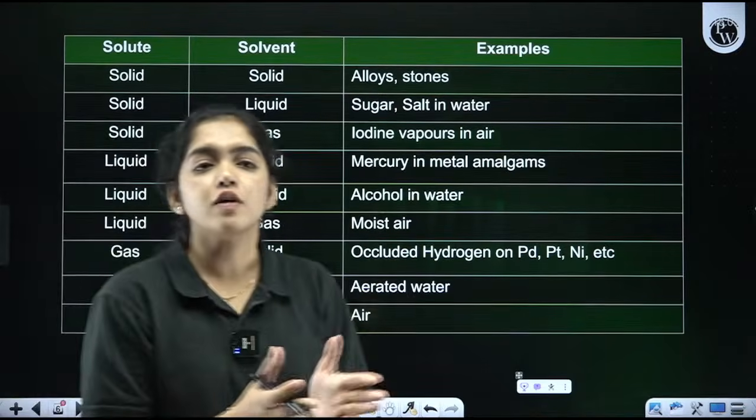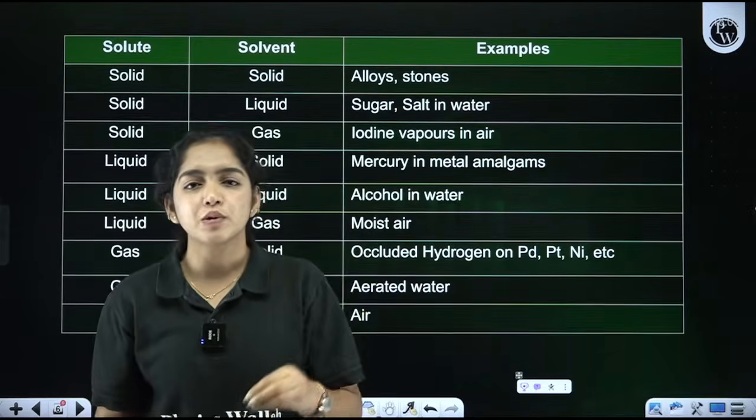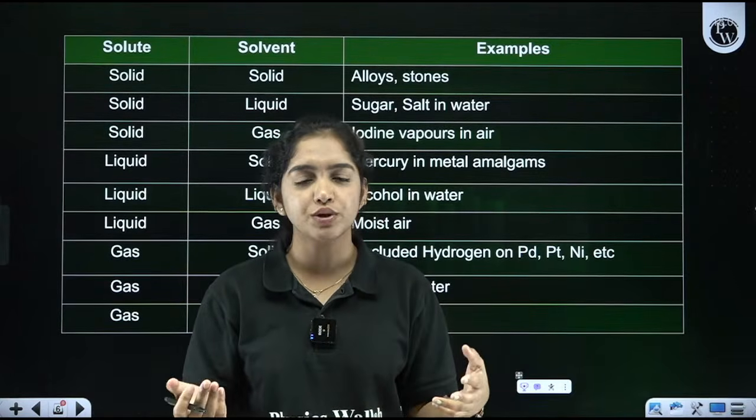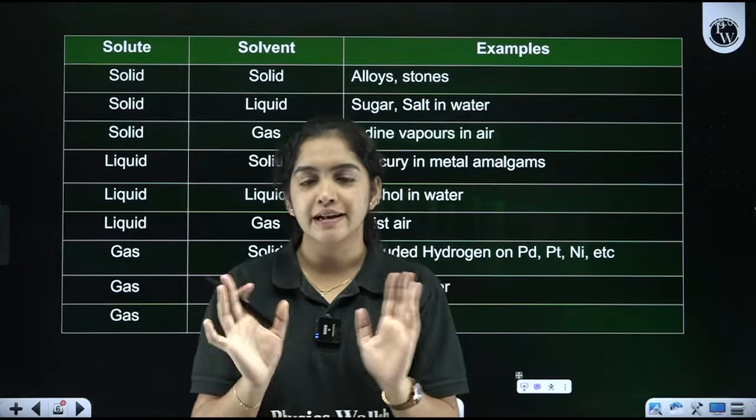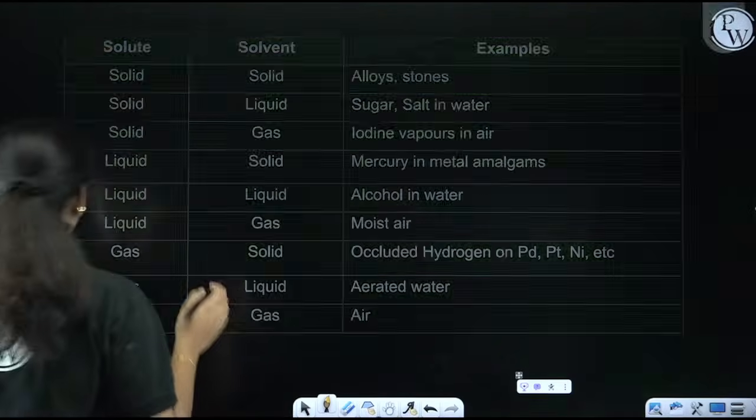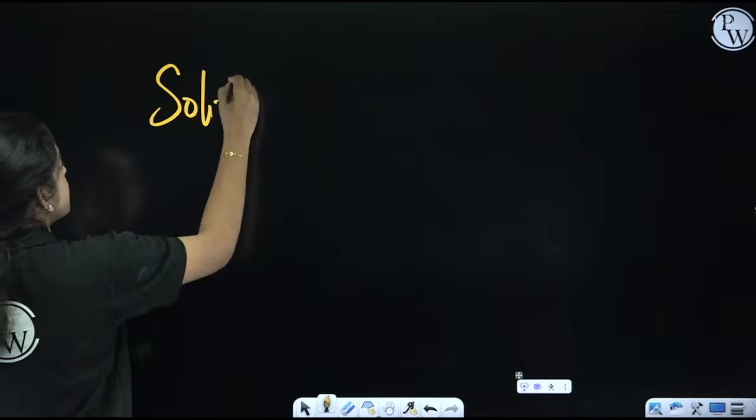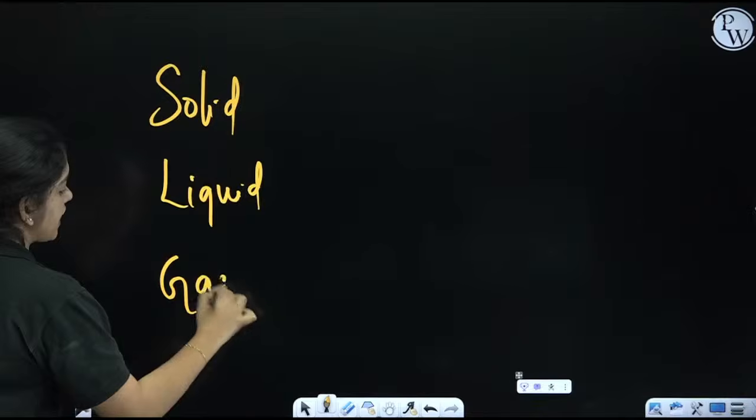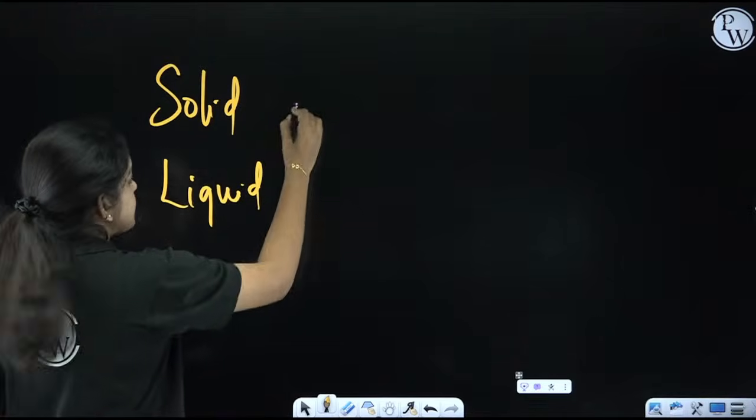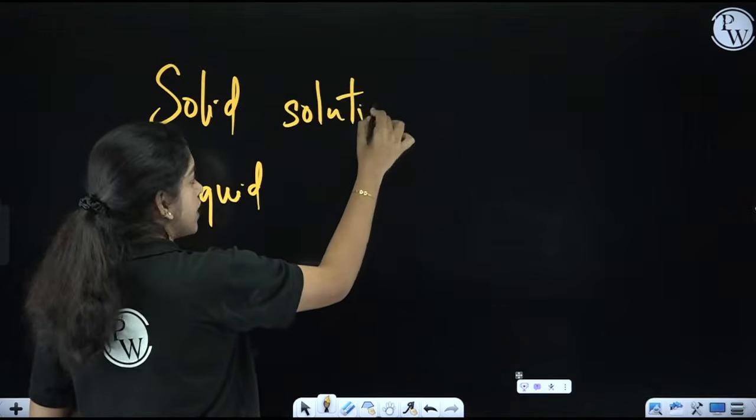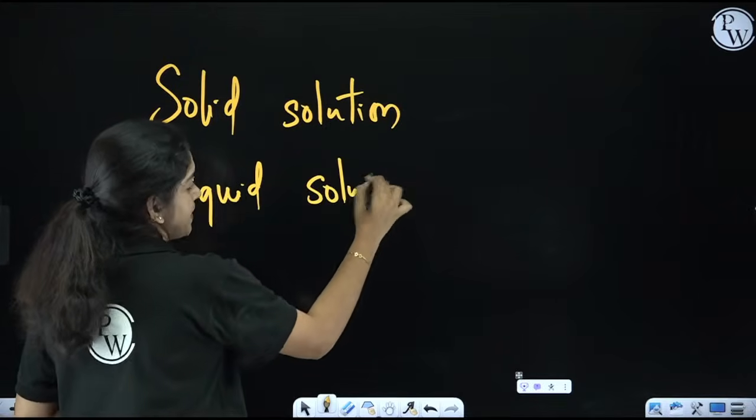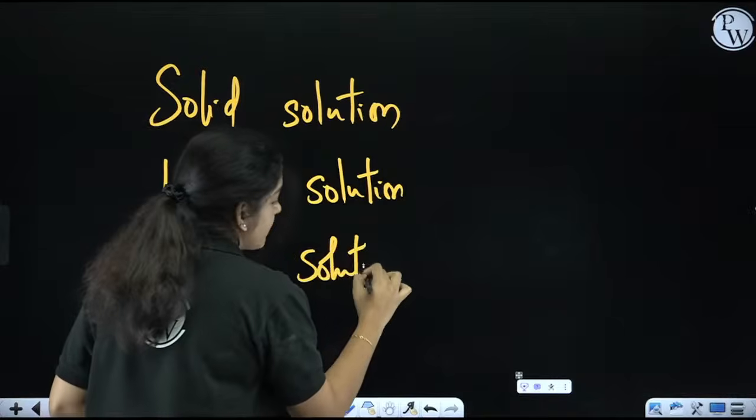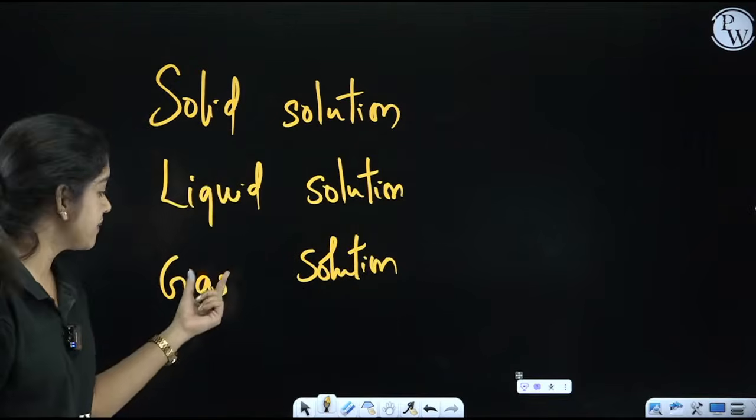There are a lot of solutions, like solid solution, liquid solution and gaseous solution. From the name itself, we can learn that there are three types. There are three states of matter that we are familiar with, right? Solid, liquid and gas. Solid solution means the solvent will be solid. Liquid solution means the solvent will be liquid, and gaseous solution means the solvent will be gas. The greater quantity will be in this word.